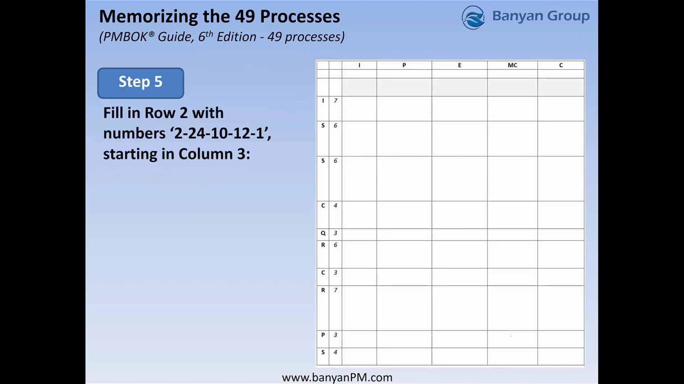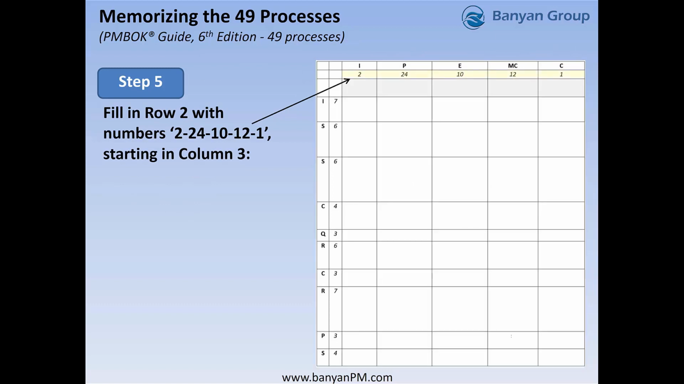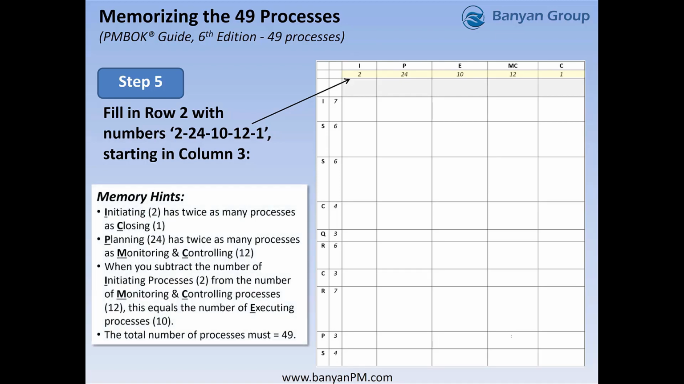Step 5. Fill in row 2 with numbers 2, 24, 10, 12, and 1. These are the numbers of processes for each process group. We don't have a memory phrase for this one, but we do have some hints. Some observations that we've noticed about the numbers. Initiating has twice as many processes as closing.